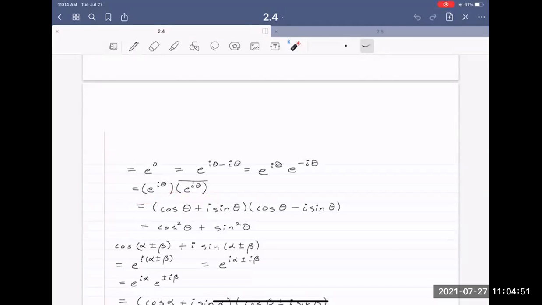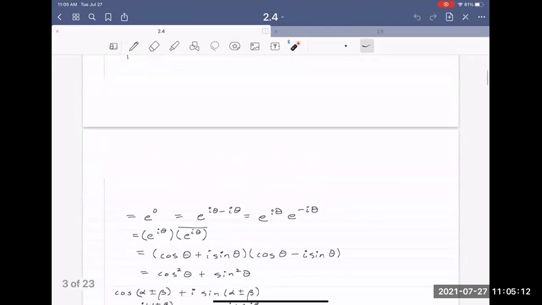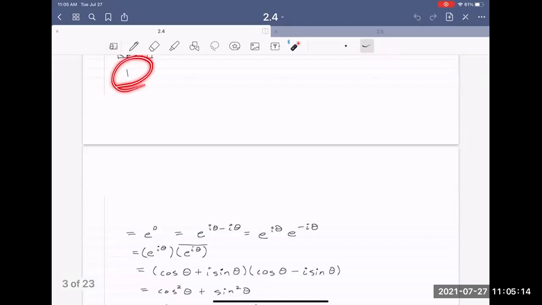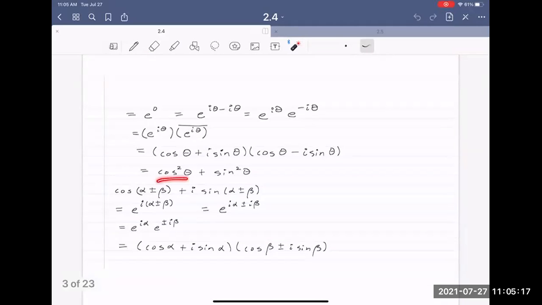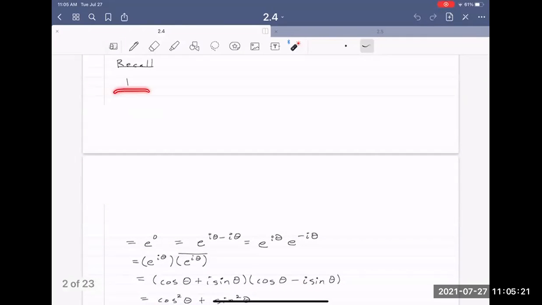Well, e to the i theta is cosine theta plus i sine theta. The complex conjugate of e to the i theta is cosine theta minus i sine theta. Well, this is the product of the sum and difference of two terms, so it's the difference of their squares. So this is equal to cosine squared plus sine squared. And so we have derived Pythagoras's theorem: cosine squared of theta plus sine squared of theta is equal to 1.